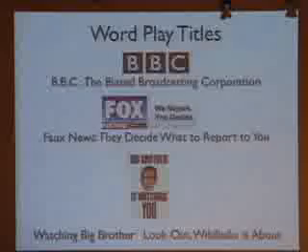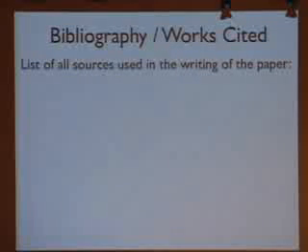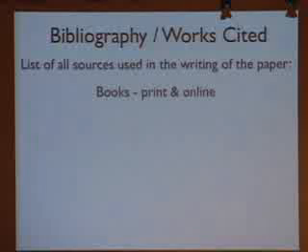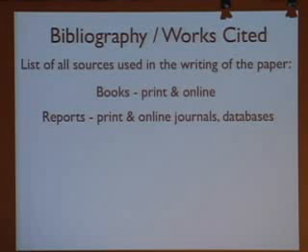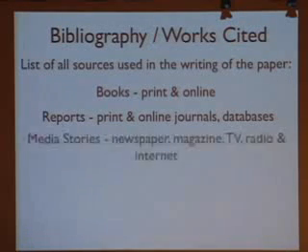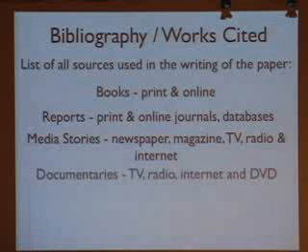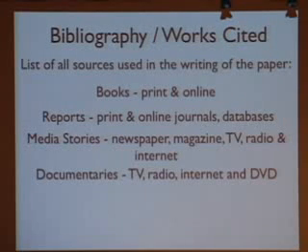So, jumping from the very, very beginning to the very, very, very end, you need a bibliography, a works cited page. And this is a list of all the sources that you used writing the paper. This could be books, both real physical print books from the library and online books. Reports, again, print, online, journals, databases, media stories, even video. There are many documentary movies. If you watch a documentary movie and you get information from it, list the documentary movie in your works cited list.